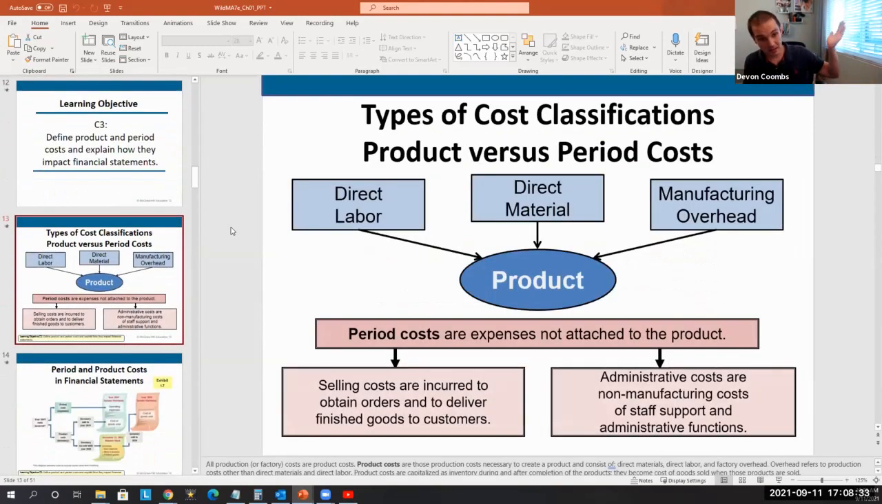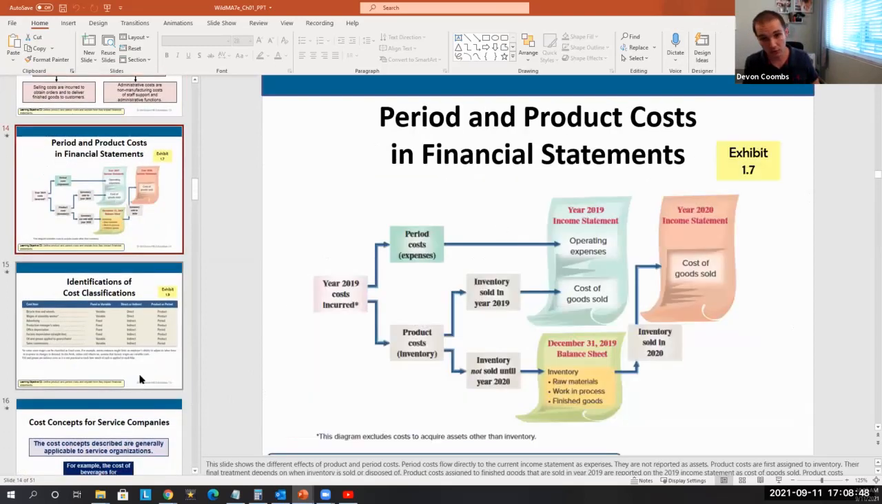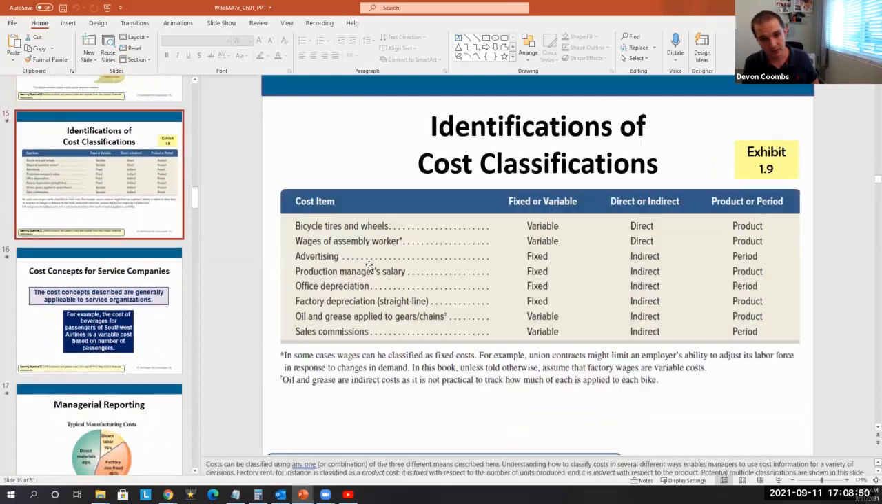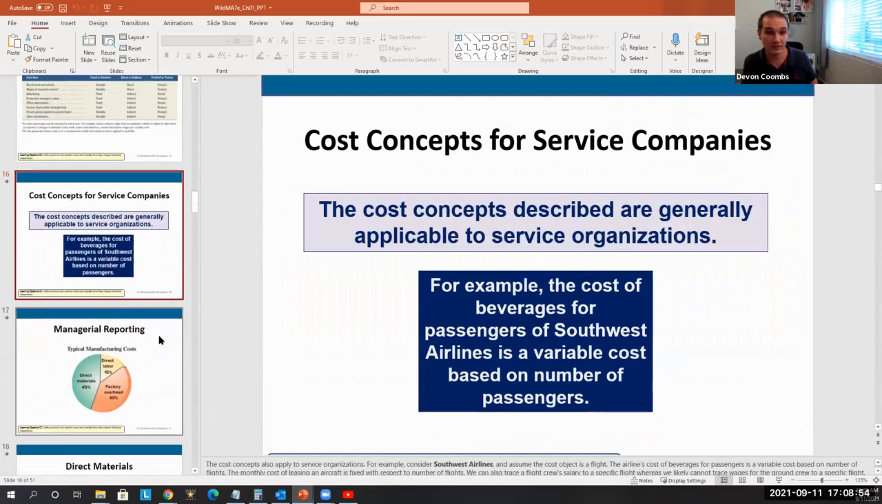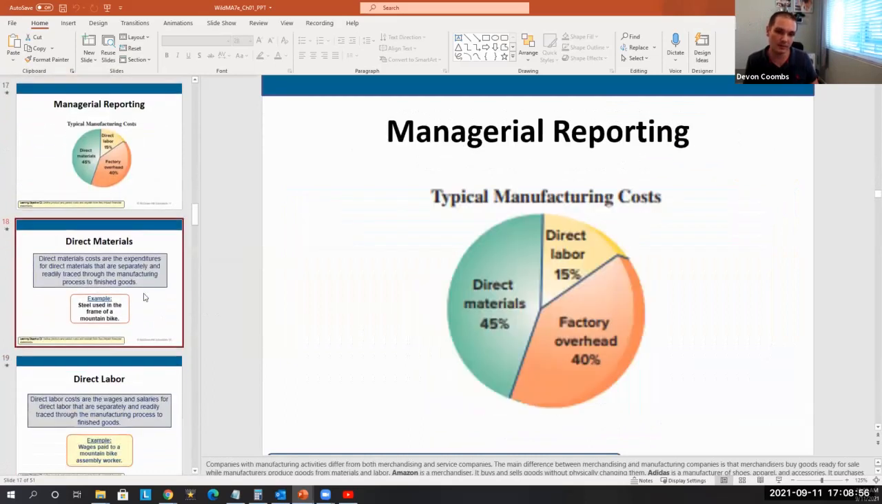You're going to need to know how direct material, direct labor, and manufacturing overhead all track to product costs, and the difference between product and period costs. Period costs being your G&A, product costs being everything directly attributable or indirectly attributable to a product, and how those all flow through the financial statements. Here's a good example. Good examples that you can use to practice. And that service companies generally can use the same concepts.